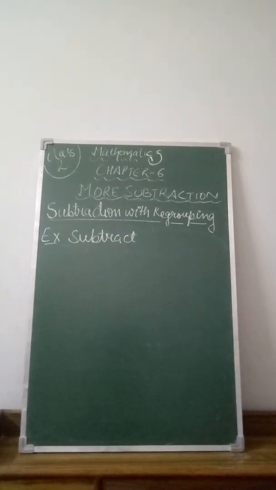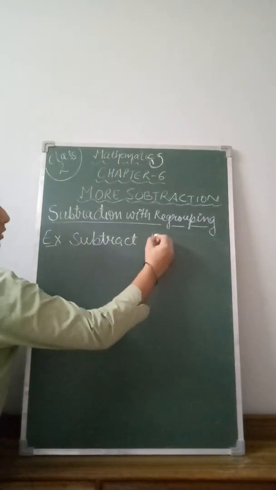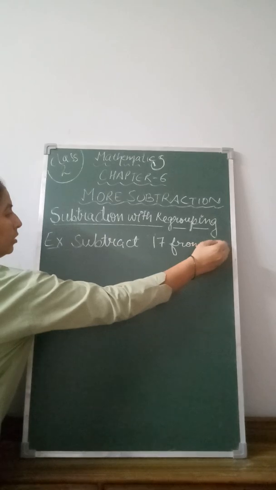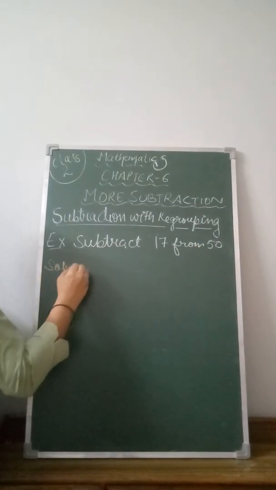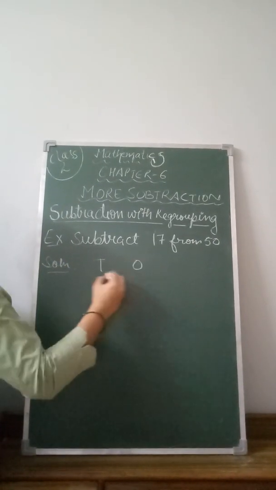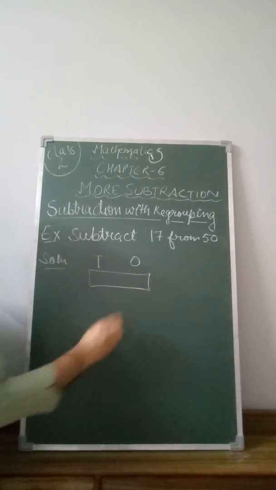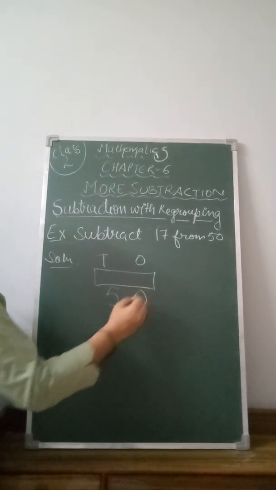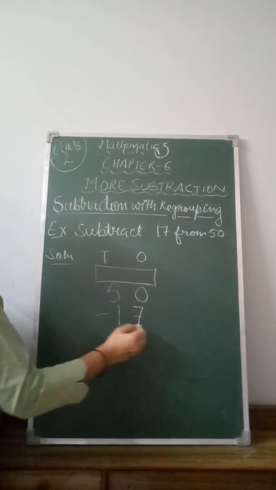Students, I want to take one more example. Let's subtract 17 from 50. Tens and ones. Make this rectangle here just to borrow the numbers or rewrite the numbers. 50 is on top and 17 is the subtrahend.